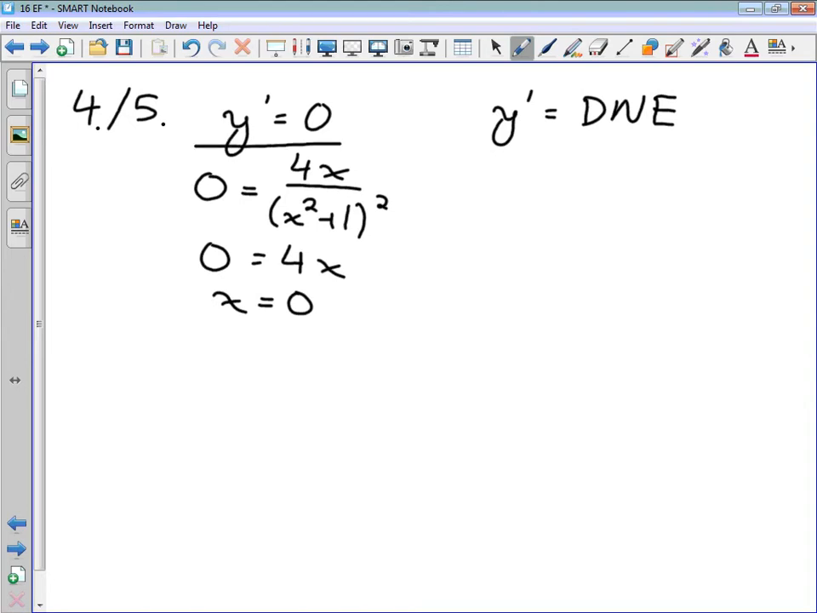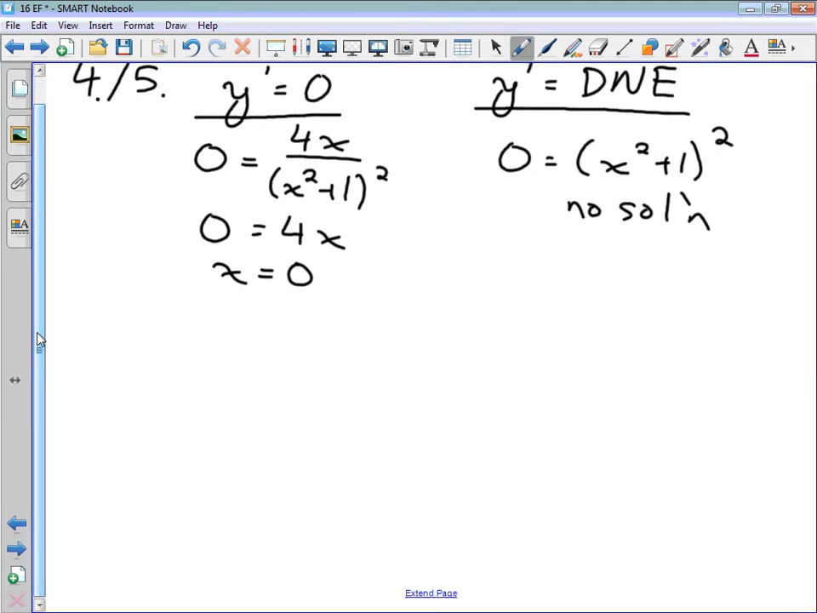Are there any points where y prime does not exist? Well, let's see. Y prime doesn't exist where the denominator of our derivative is equal to 0. So our denominator here was (x squared plus 1) all squared. Are there any points where that denominator is going to be 0? What do you think, Luca? No, there's no solution there. So we can just say no solution, or put an x or something like that. Okay. So we have one critical point.